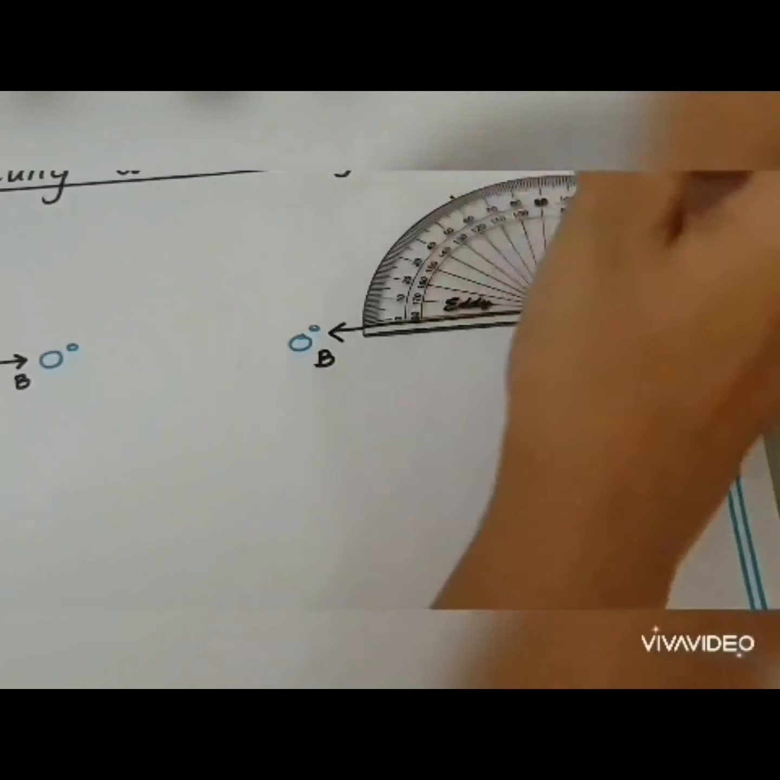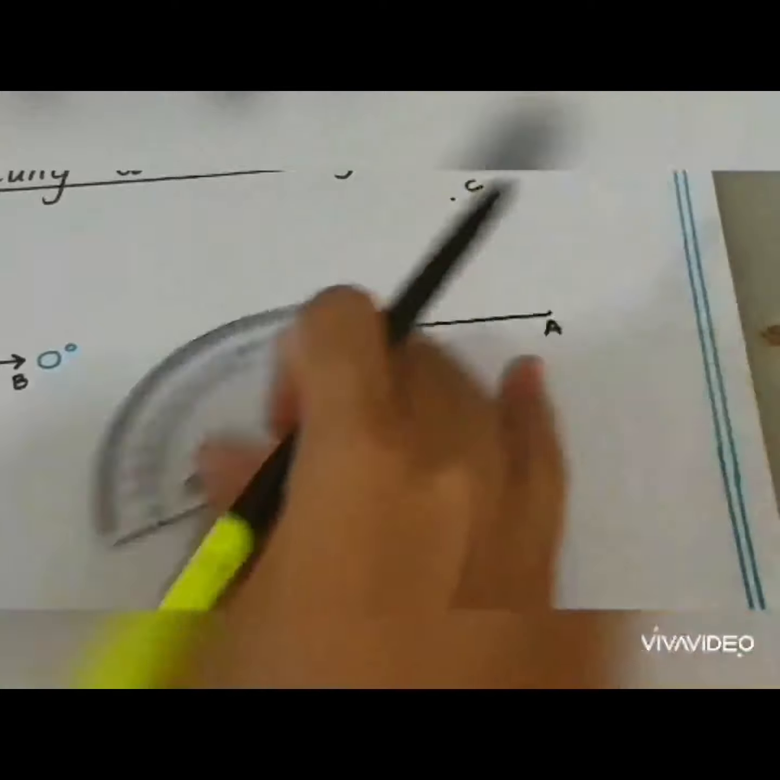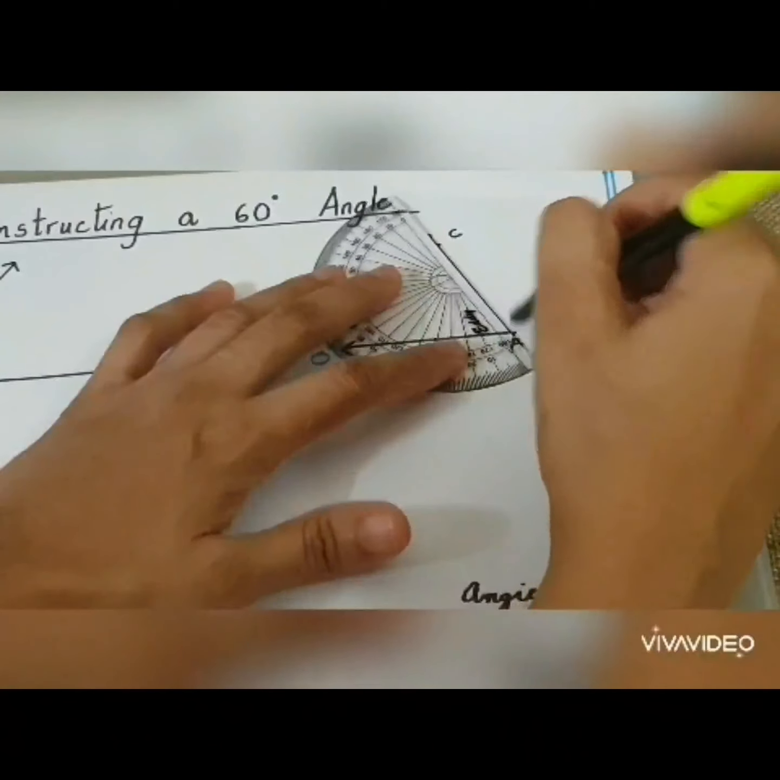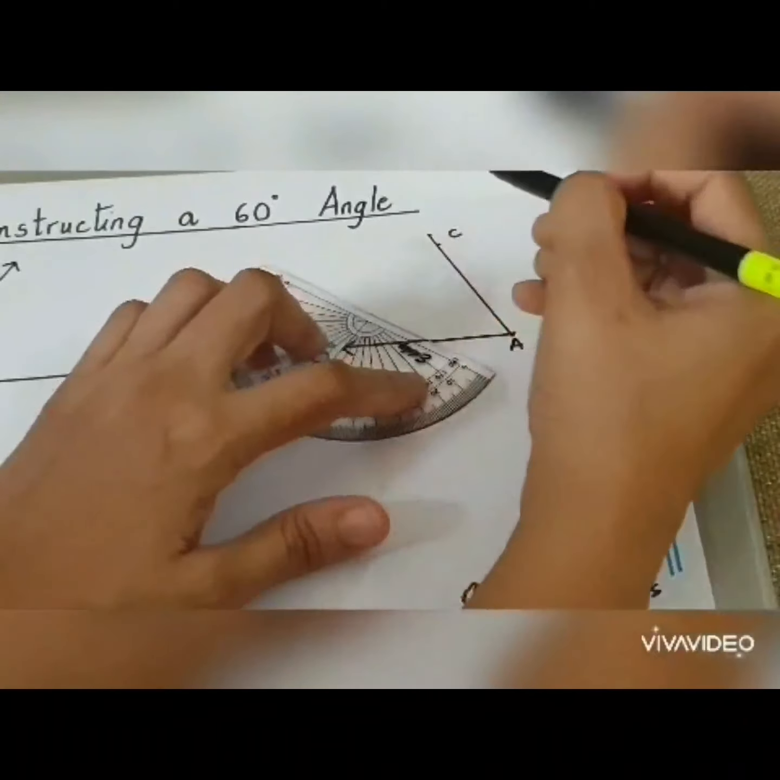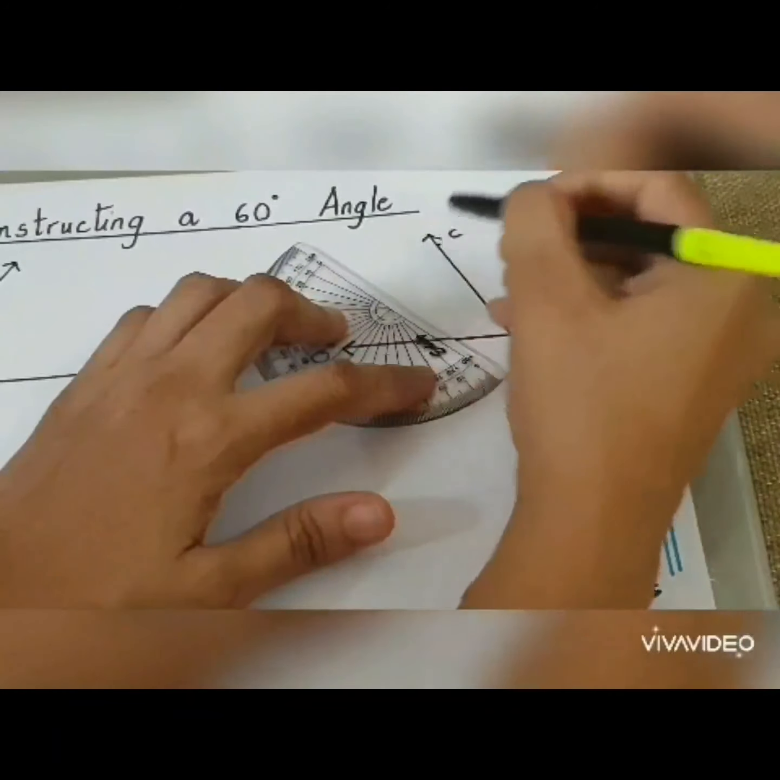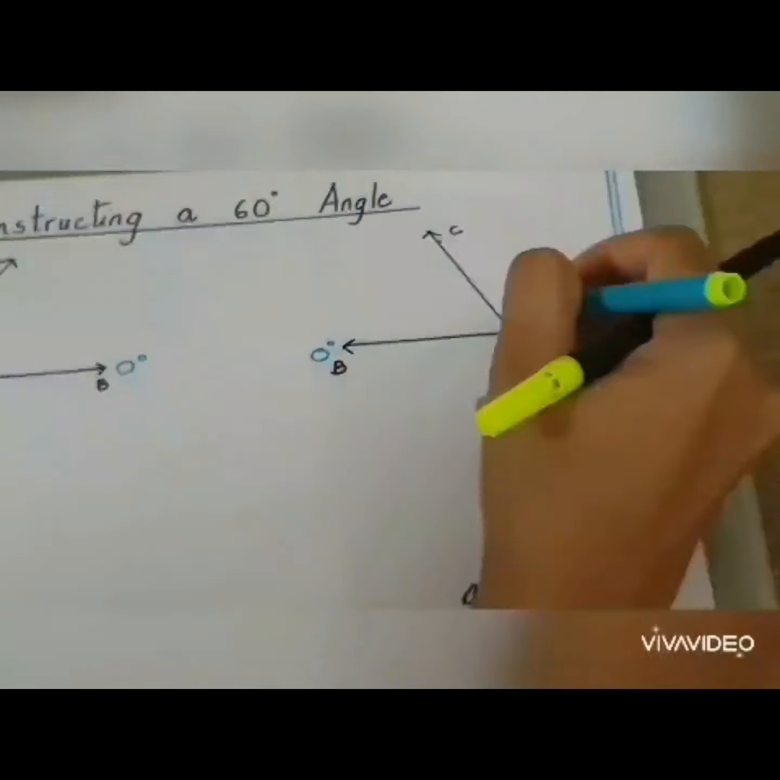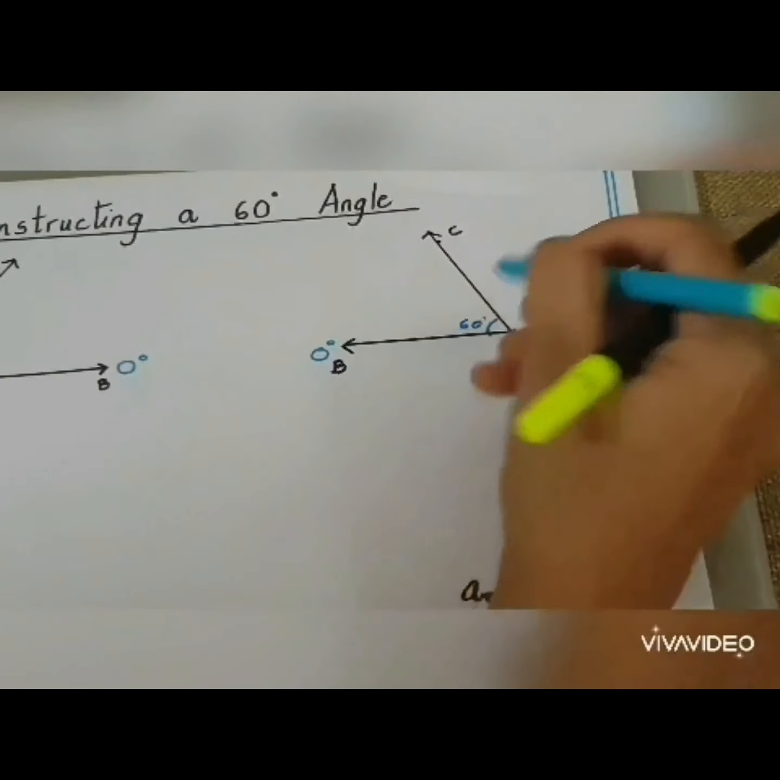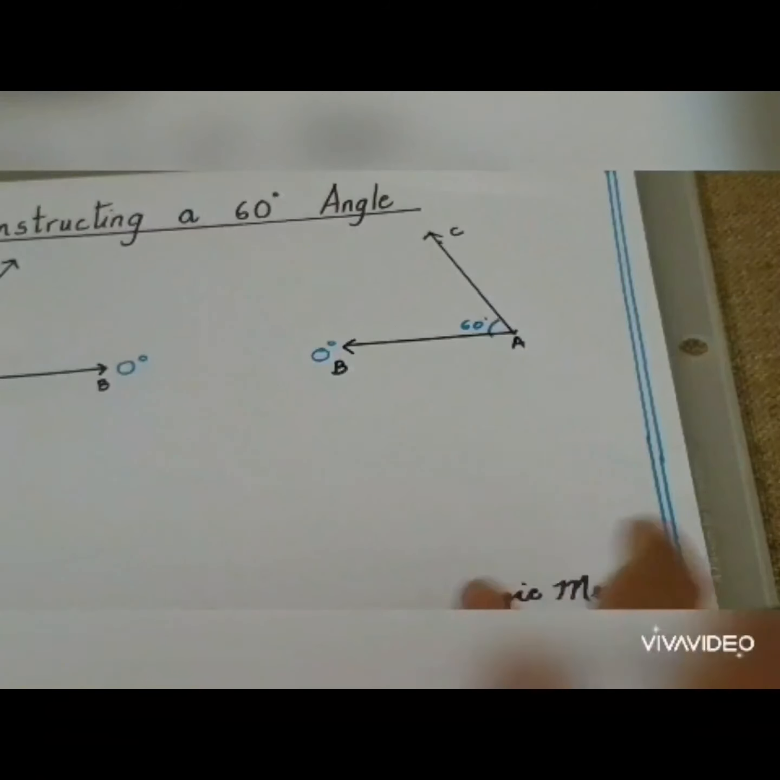Put a point, make a marking, label it as C, join AC and mark the angle as 60 degrees. So we've got an angle CAB.